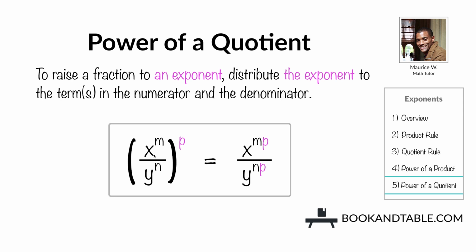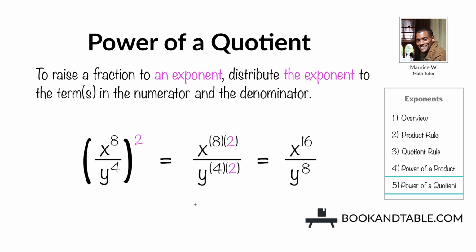So in the numerator, we get x to the m times p. And in the denominator, we get y to a power of n times p. So this is the power of a quotient rule. Let's take a look with a few numbers installed.